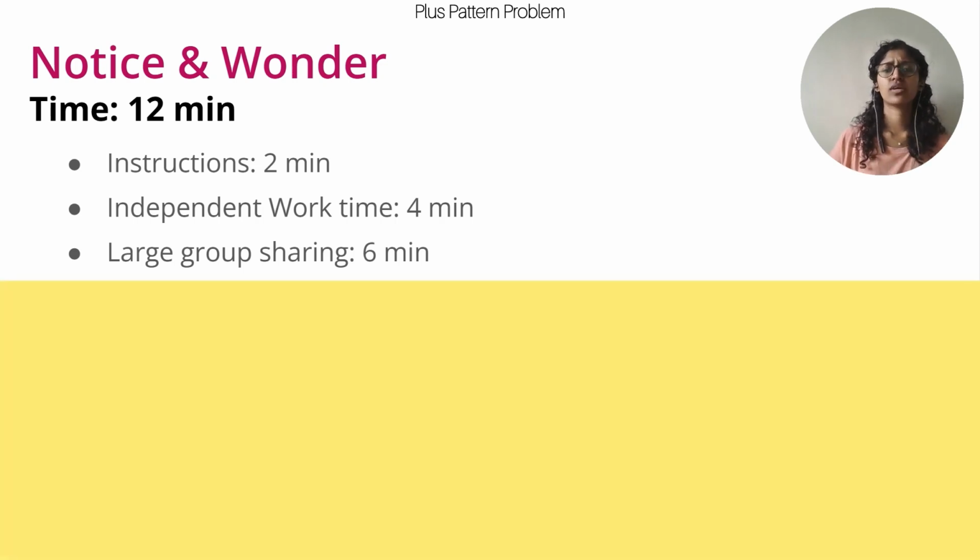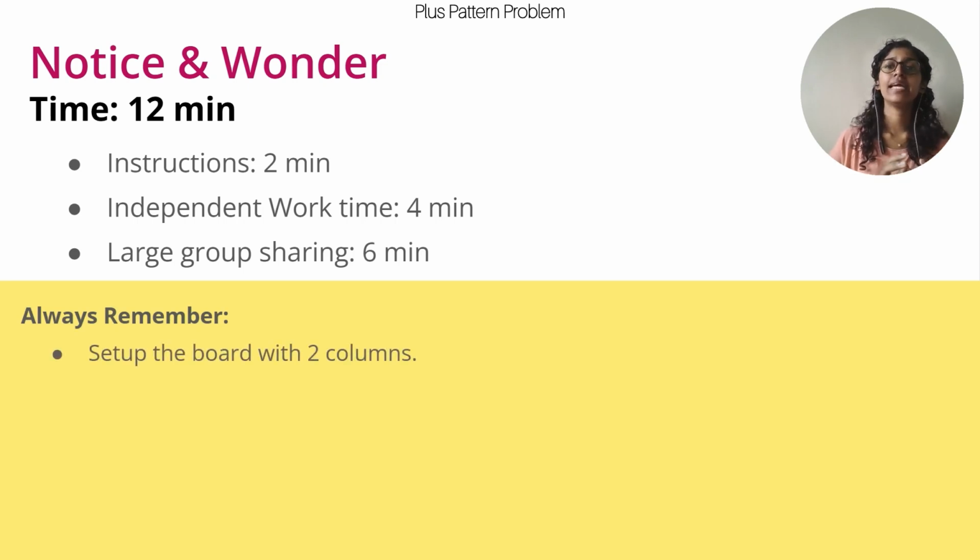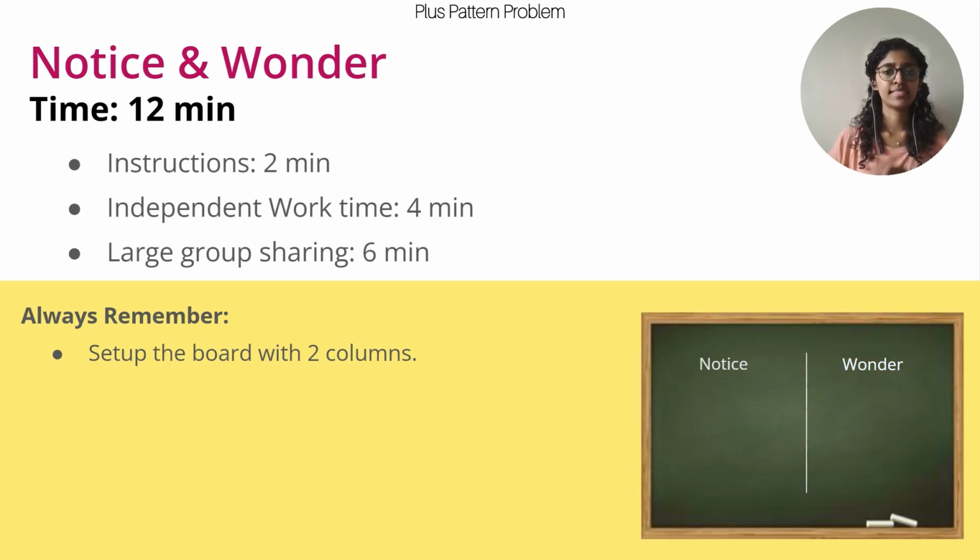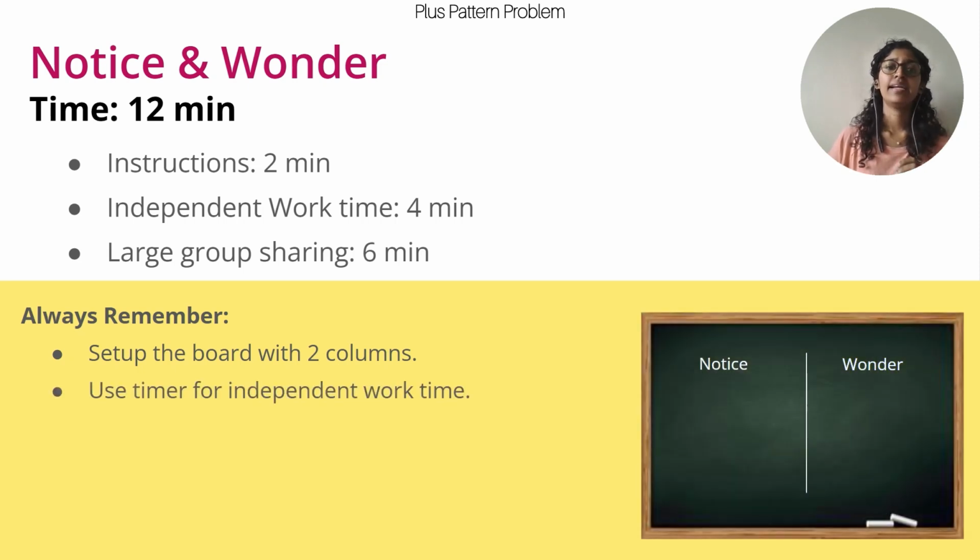Now, there are a few things to keep in mind when we are doing this notice and wonder routine. When the students are working independently, ensure to set up the board with two columns, notice and wonder. And make sure that before we send the students for work time, we are setting a timer and informing them that, hey, we are coming back in the next 4 minutes. When we do this, it builds a sense of urgency in our students.